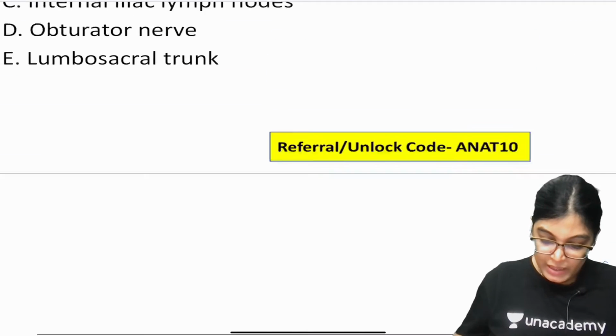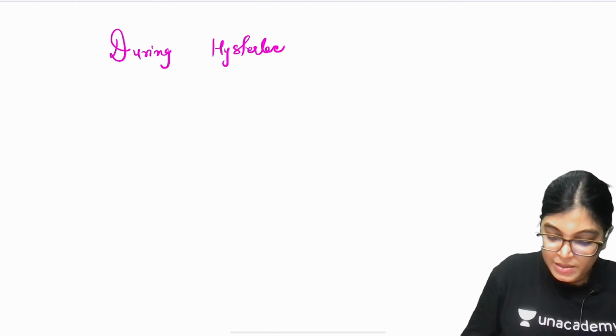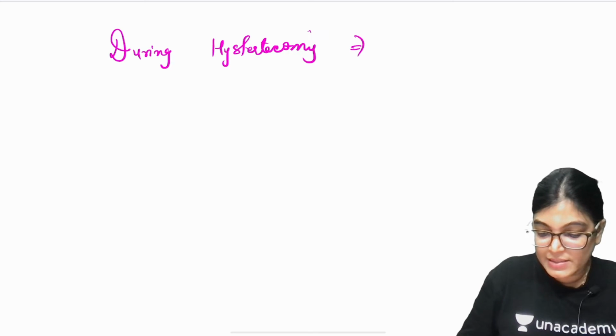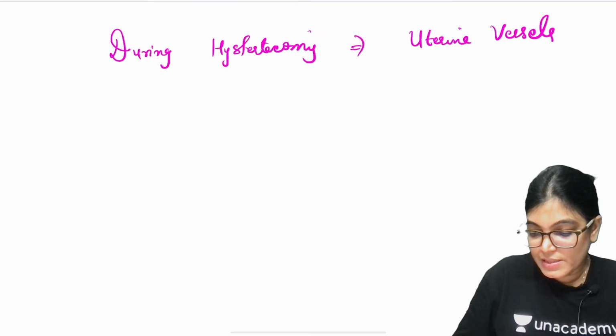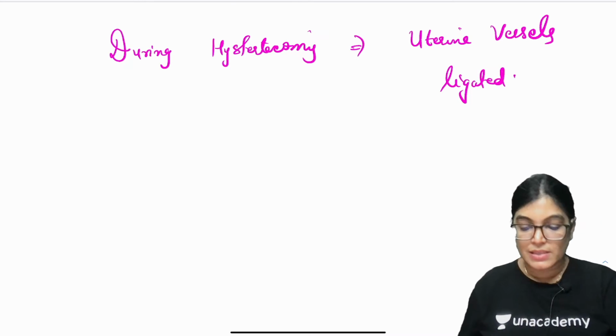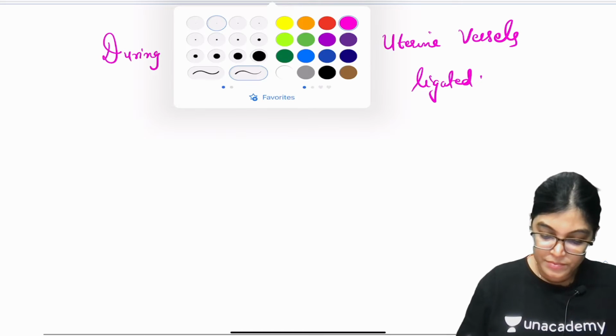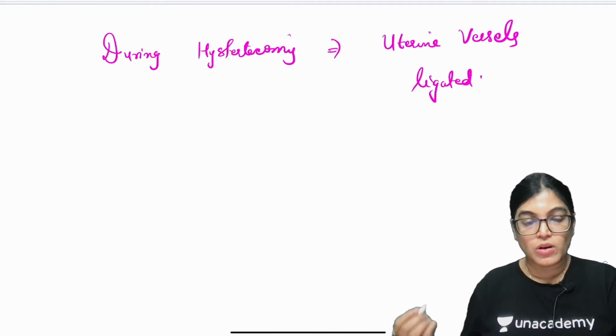So, yes, we have got A as the correct answer. Now, let's write. During hysterectomy, the structure to be ligated is the uterine vessel. That means the uterine vessels have to be ligated, so the structure lying very close to the uterine vessel needs to be known. That would be susceptible because of its location.